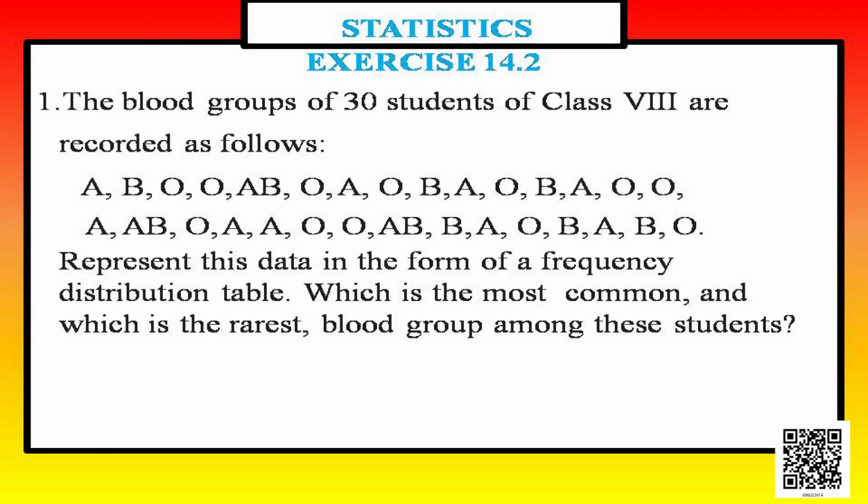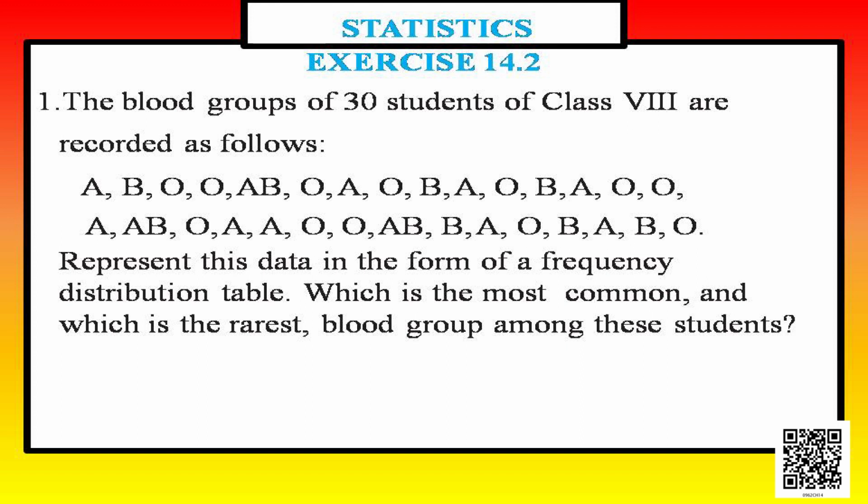Next is exercise 14.2. Now till now we have found out what raw data, grouped data and classified data are. So this exercise is based on all of this. Question number 1 says the blood groups of 30 students of class 8 are recorded as follows. They are A, B, O, AB, O, A and so on.